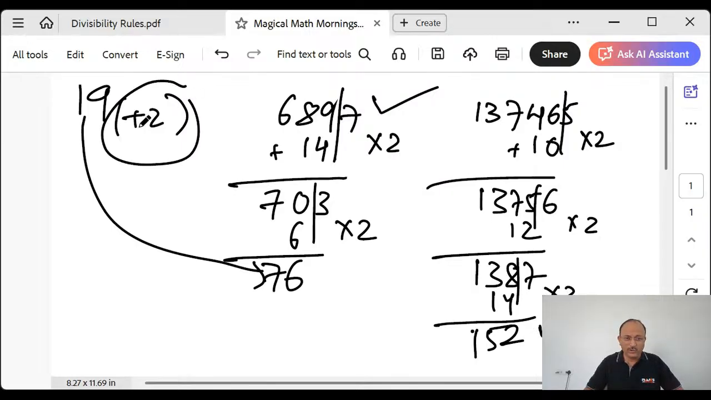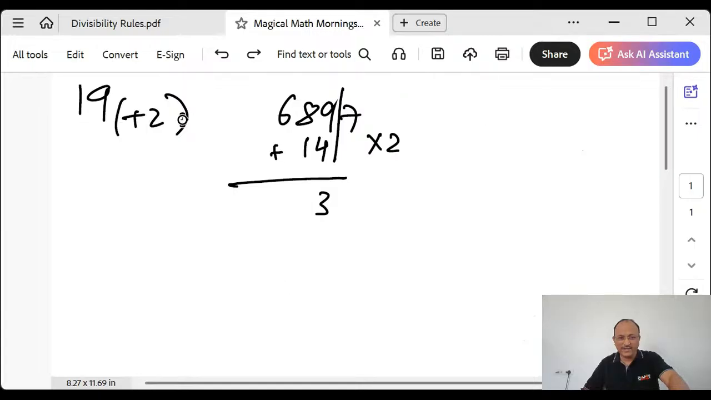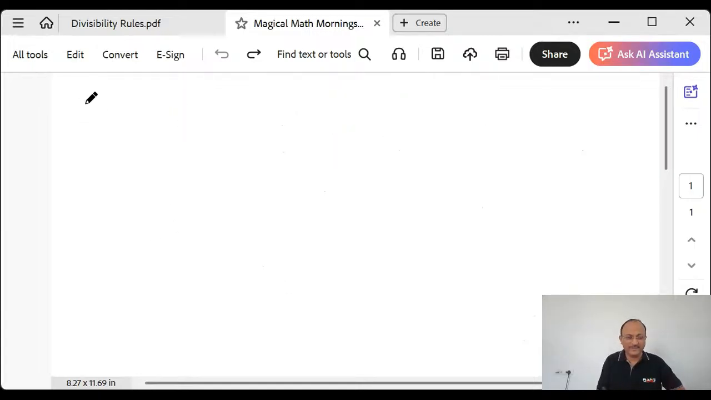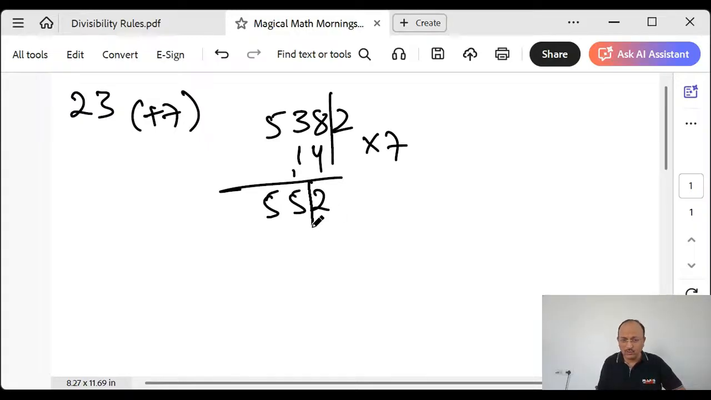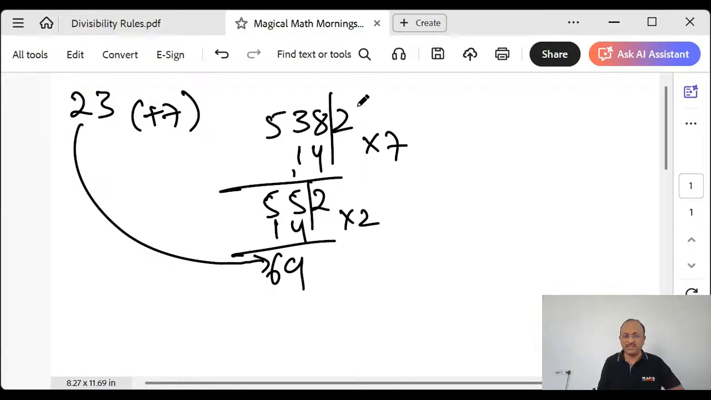If I give this rule, you will be able to do it now. Correct? Let's take 23. Some people are eagerly waiting to know what it should be for 23. It is plus 7. Let's take one example. 5382. Last digit you multiply by 7. 7 twos are 14, and you add it. 538 plus 14 is 552. Still we have doubt, so we do it again: times 7, 7 twos are 14, and you get 69. 23 threes are 69. Yes, this is divisible by 23.